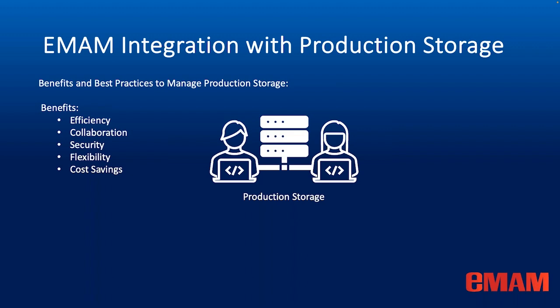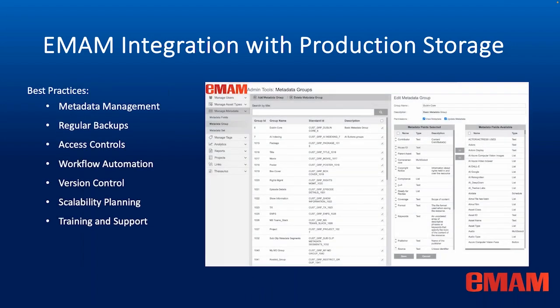So again, on the benefits of having a production storage, I get the efficiency of being able to stream the content right to the editors, collaborate on all the media, keep it secure, flexible, and also manage my cost savings. Through the MAM system, I can see where all my storage is and set up rules to move that content between the different storage levels, with nearline storage or deep archive and so on. With this, we can manage metadata, regular backups, access to the media, workflow automation, version control, and scalability planning.